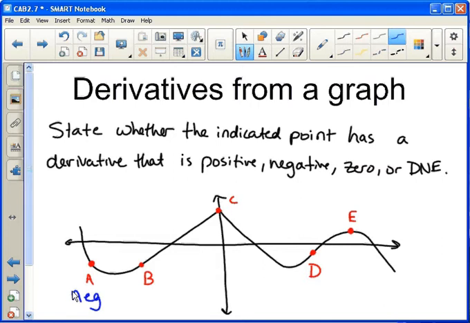So let's move on to B. We want to think about the slope at point B. The slope at point B is heading upward. It's increasing, so that means the slope is positive.